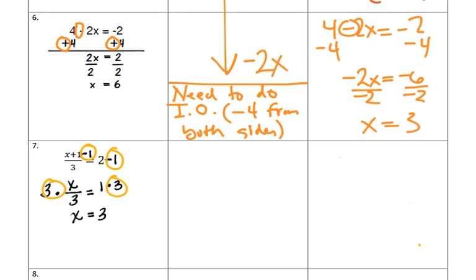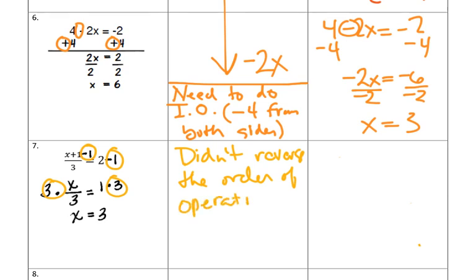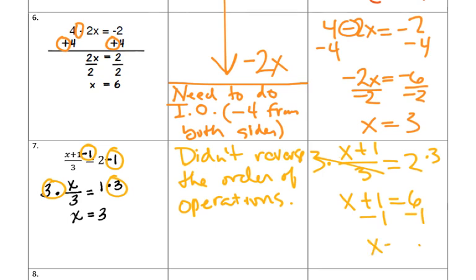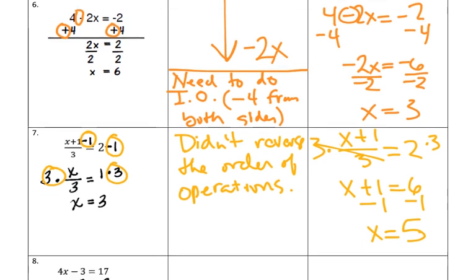What we need to think through here is that really what they did was they didn't reverse the order of operations. Okay, so that's what we need to do. So we get x plus 1 divided by 3 equals 2. So we start out by timesing both sides by 3. That would eliminate that, so we're left with x plus 1 equals 6. Subtract 1, and we get x equals 5. Okay, and that's the correct way to do that one.